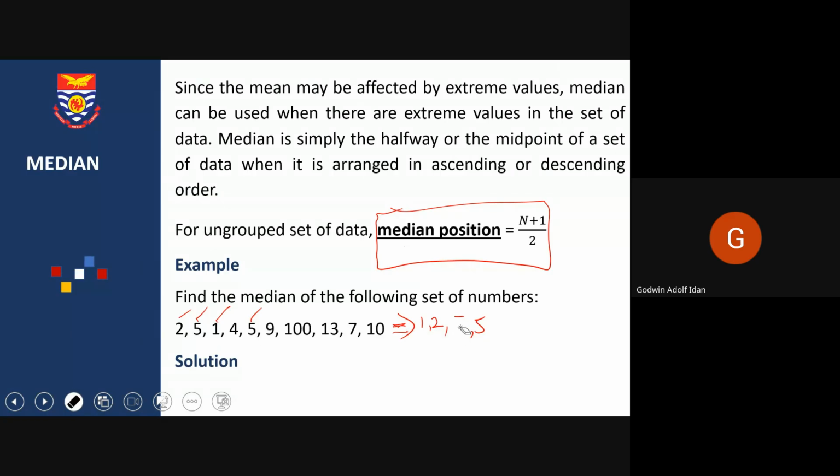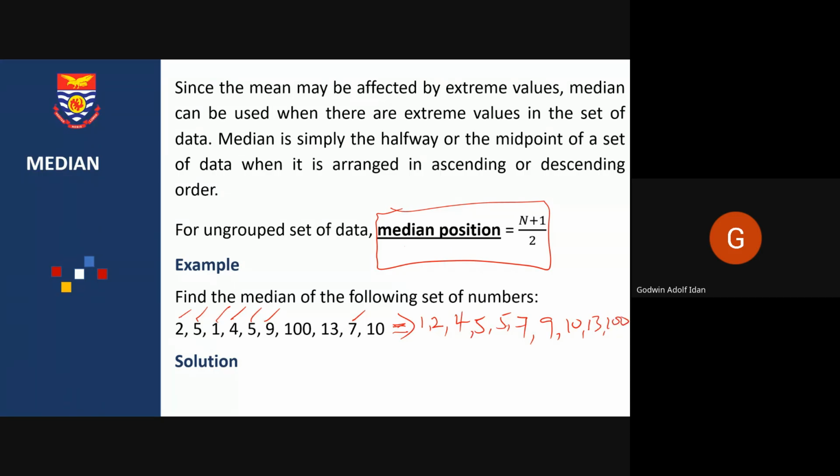So let's bring our 4 here. We have 1, 2, 4. Then we have 5, 5, followed by 7, 7. We have 9, 9 will come in. Then 10, 10, 13, and 100.